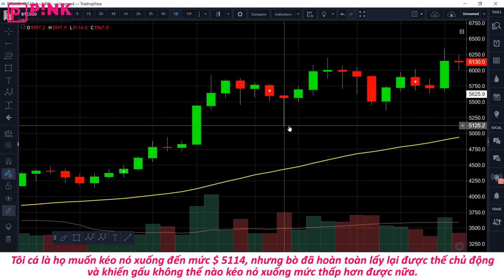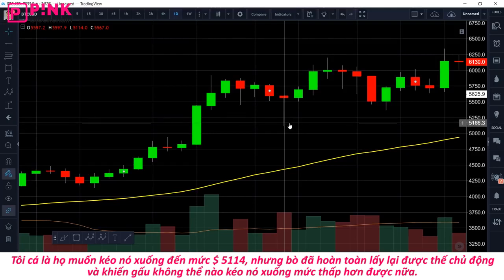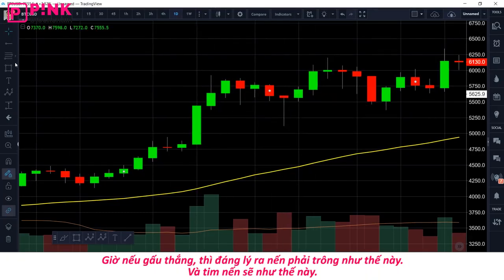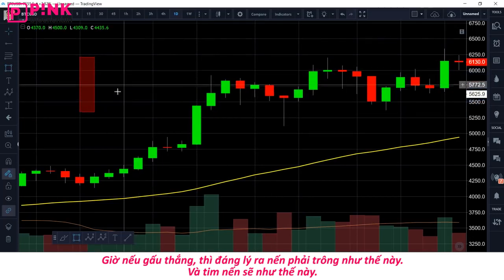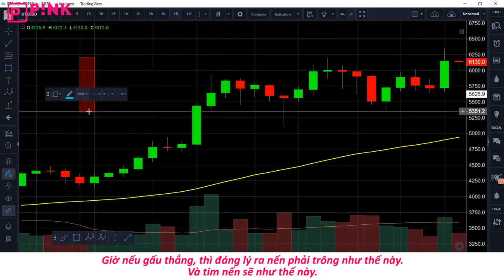So the bears tried really hard to push it down over here, but what happened was the bulls completely regained control and they rejected the bears pushing it lower. Now, if the bears won, the candle would have looked like this, right? It would have looked like that, for example, maybe right here.